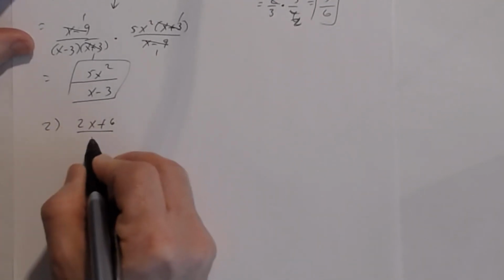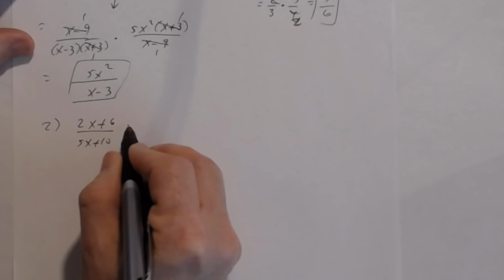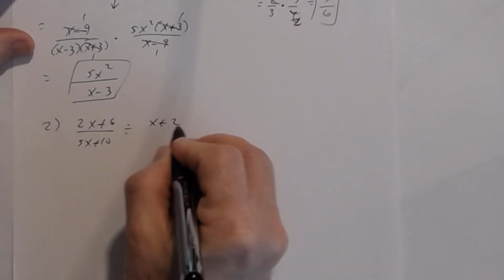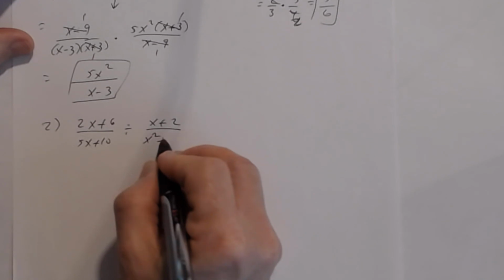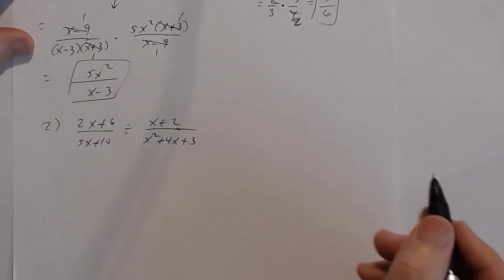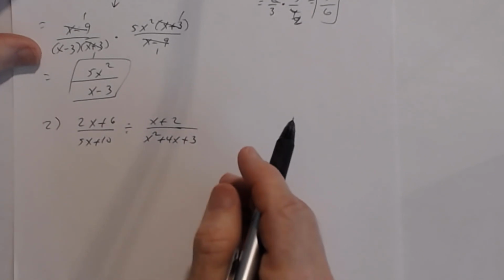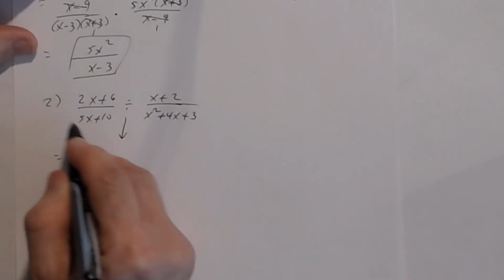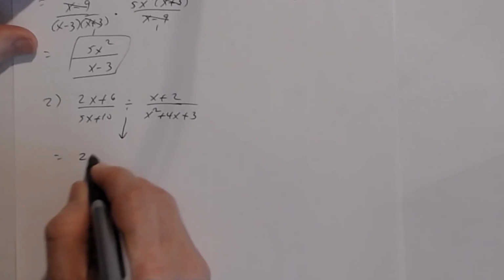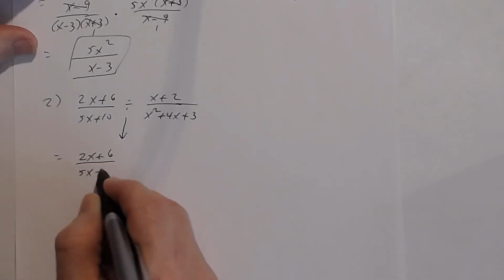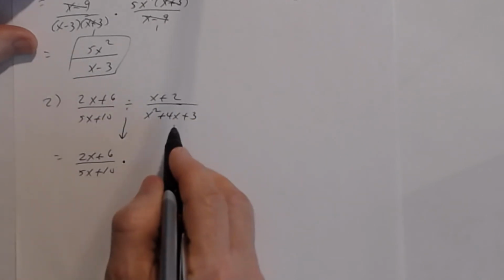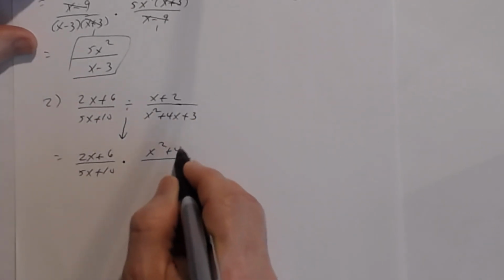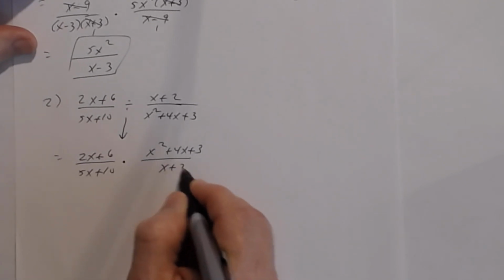Number 2. All right, so suppose we have 2x plus 6 divided by 5x plus 10, and that's being divided by x plus 2 divided by x squared plus 4x plus 3. All right, so again, the first step you have to do is change this division to multiplication. So rewrite this with a multiplication. So this becomes 2x plus 6 divided by 5x plus 10 times the reciprocal. So you get x squared plus 4x plus 3 in the numerator, and the denominator is x plus 2.